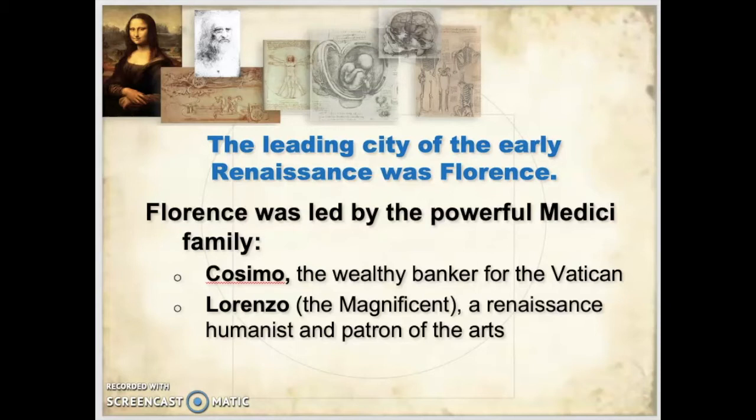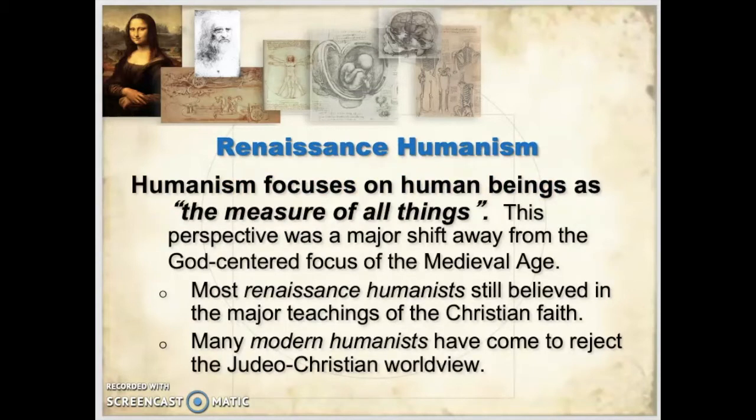What is humanism? Humanism focuses on human beings as the measure of all things. In the Middle Ages, God was the center. Everything was about God. Everything that we did was with God in mind, and what would God's will be, and what was God's plan. Well, humanism replaced that focus with people. What benefits people the most? So that was a major shift away from that God-centered focus of the Middle Ages.